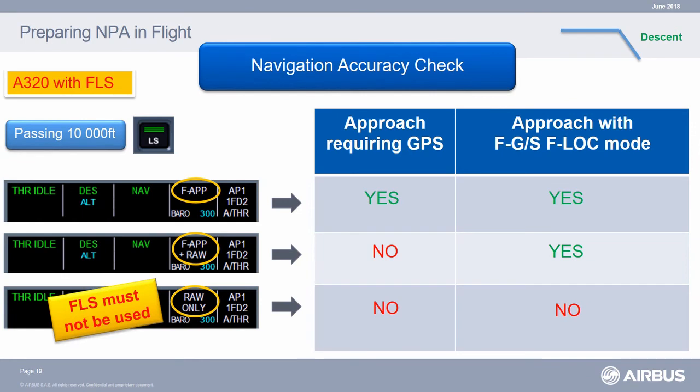If you have RO only, the FLS must not be used at all. So no approach requiring the GPS, and you cannot use FLOC F-glide slope mode. So we'll have to use a full selected guidance.